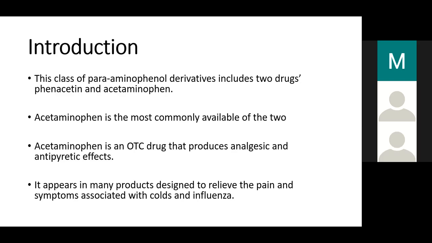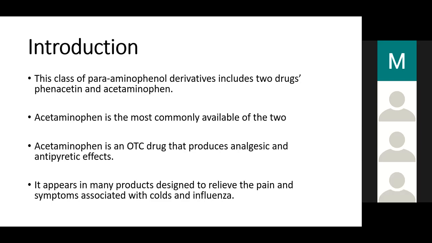It's a very common over-the-counter analgesic. We'll talk about acetaminophen because it is the most commonly available of the 2. Acetaminophen is an over-the-counter medication that produces analgesic and antipyretic effects. Analgesic effect means that it reduces pain, and antipyretic effect means it reduces fever. It appears in a lot of products designed to relieve pain and symptoms associated with cold and influenza.